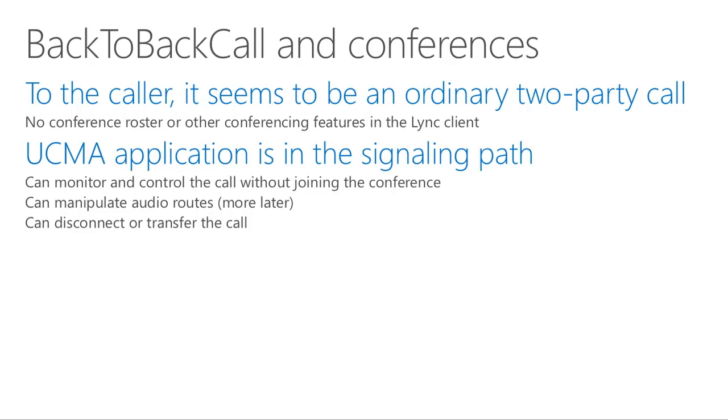An example of a back-to-back user agent is the mediation server in Lync. The mediation server takes SIP signaling from a PSTN gateway or from a SIP trunk, and it passes along the contents of the message on another SIP session to an endpoint within the Lync environment. So that's probably the most basic example of a back-to-back user agent in Lync server. UCMA has the ability to create its own back-to-back user agents to do things like call recording.